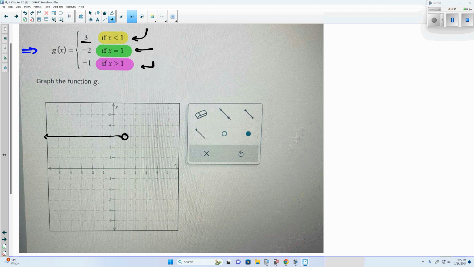The middle one, x is equal to 1. Whenever x is equal to 1, we have a value of -2. And since it's equal to, we put a solid dot. I did an open dot on the first one because it's less than, it's not equal to it. And the last one, if x is greater than 1, we have -1. Because it's just greater than, we have an open circle, and we draw a line to the right, and that's it. So with 3 numbers, this is all we have.